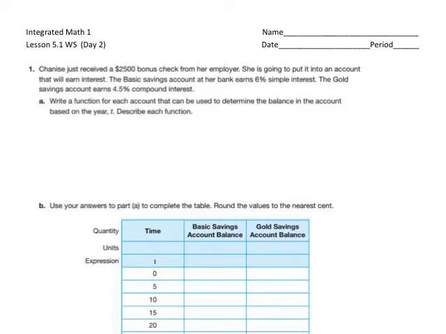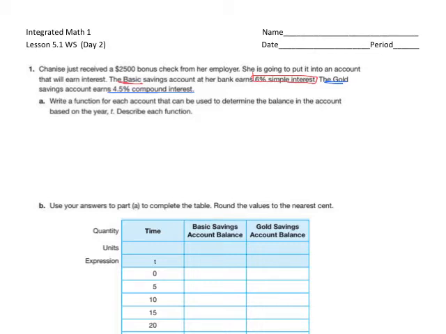Janice receives $2,500. She's going to put it in an interest-bearing fund. The basic account earns 6% simple interest. However, at the gold bank, she can earn 4.5% compound interest. So you want to know which is a better place to put her money.